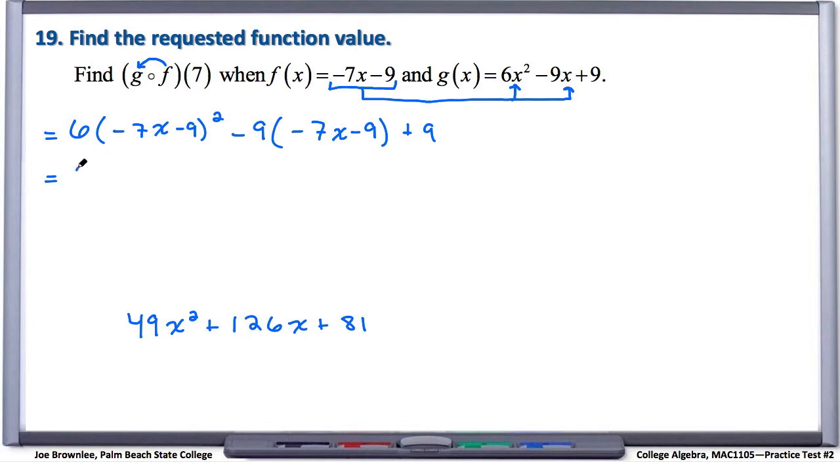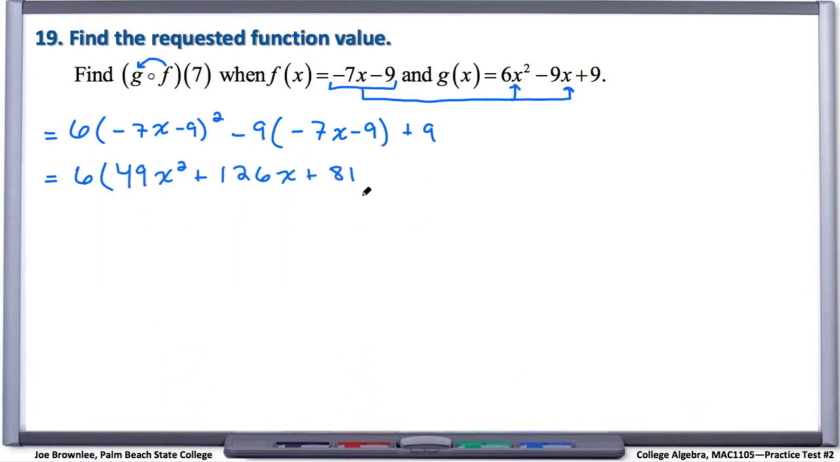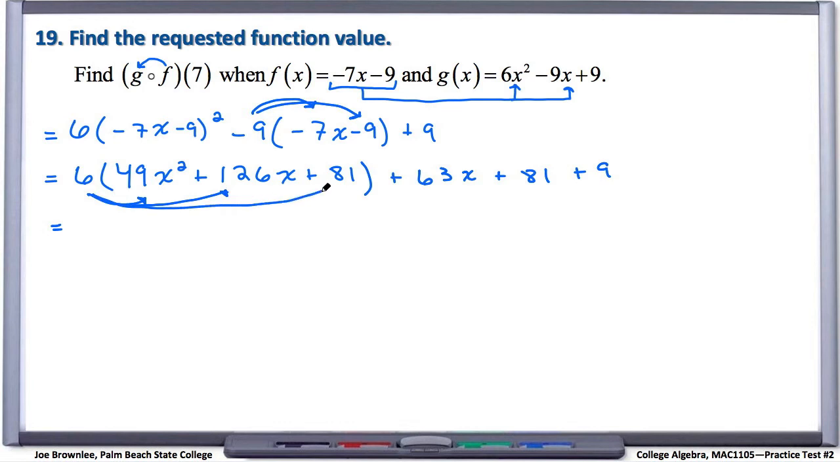All right, so now that we know what this binomial squared is, let's go ahead and give the next line. So we have 6 times this binomial squared, but we now know that binomial squared is 49x squared plus 126x plus 81. And if we distribute this negative 9 through, well, negative 9 times negative 7x is plus 63x. Negative 9 times negative 9 is plus 81. And then we have our plus 9.